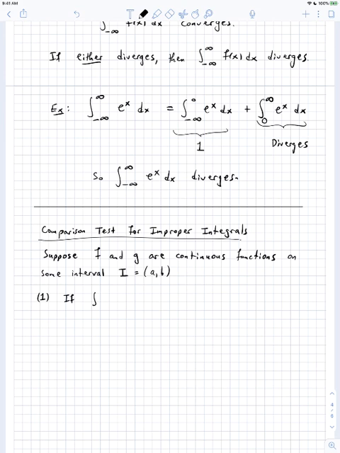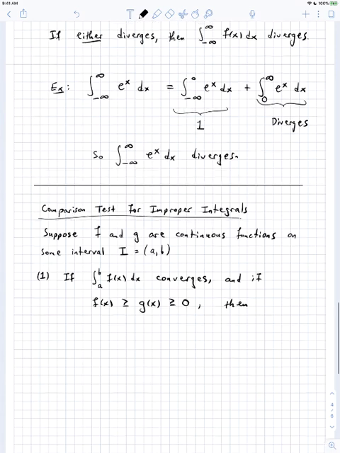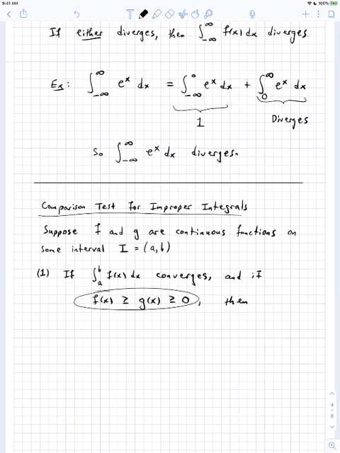We don't know. But if the improper integral from a to b of f of x dx converges, and if f of x is greater than or equal to g of x, which is greater than or equal to 0, then what does that tell us? Well, we're assuming that f is bigger than g. We're assuming that everything's positive, so we can think about this in terms of area.